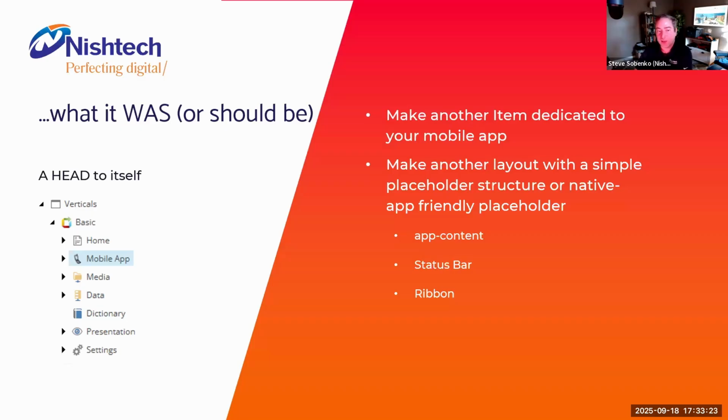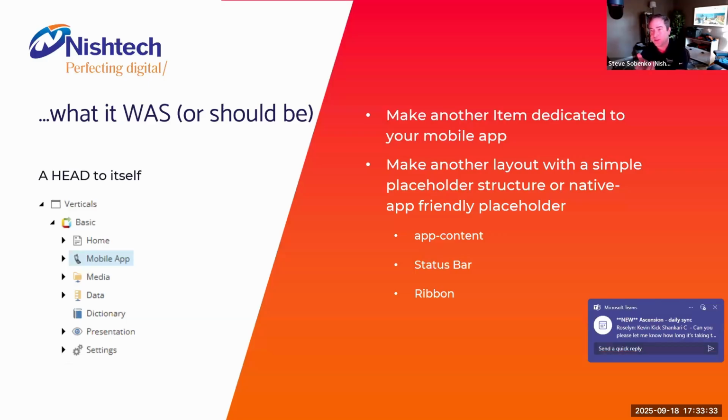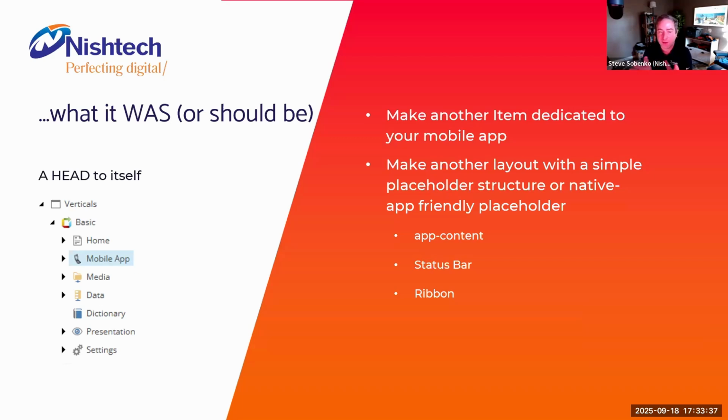And then you can make a different layout structure with different placeholder structure that's a little bit more native app friendly. Maybe you have 3 placeholders in here for app content, status bar, and ribbon, things, language that's familiar only to native app development.